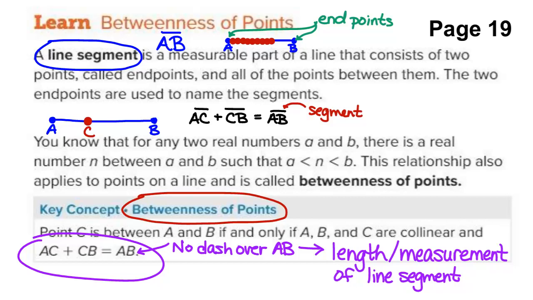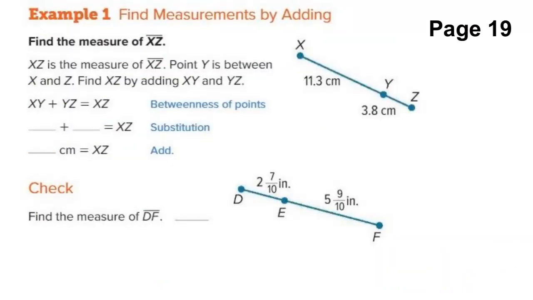Right, down at the bottom of the page, let's practice this. Example number 1, we want to find the length of segment XZ, so from this end to this end. I see that segment XZ is made up of two smaller segments, XY and YZ. So if I take the length of XY and I put it together with the length of YZ, I get the length of the entire line segment. That's what they have written right over here.